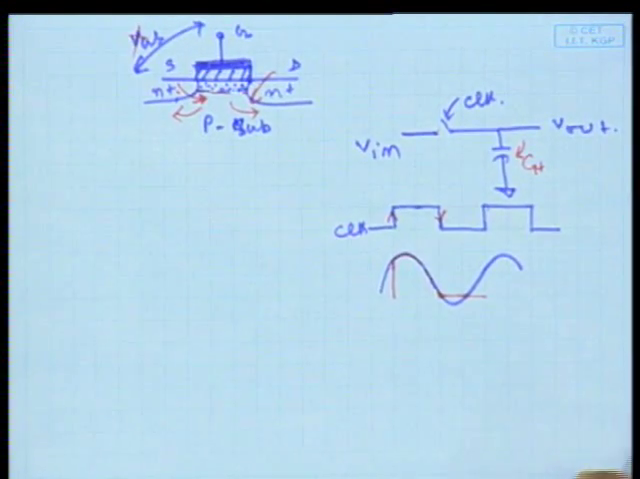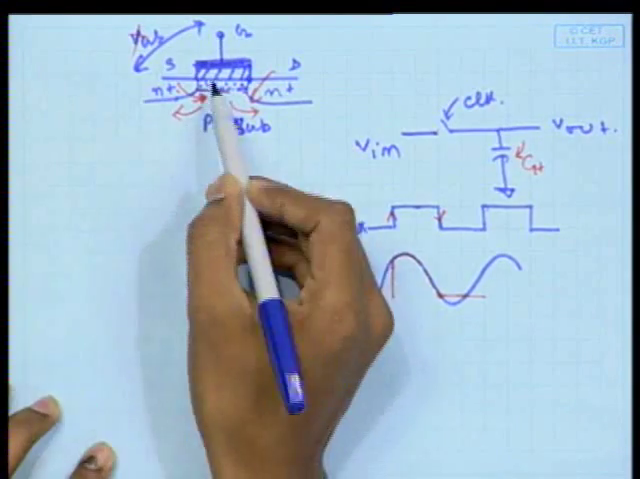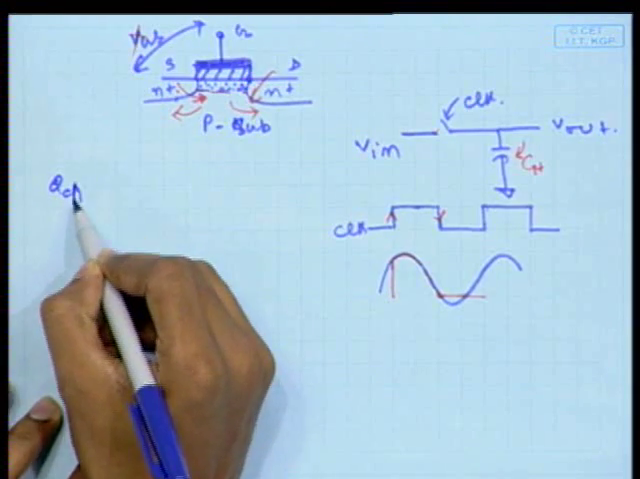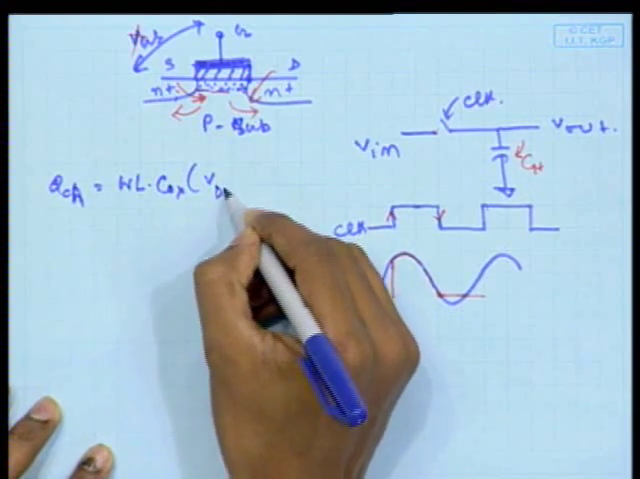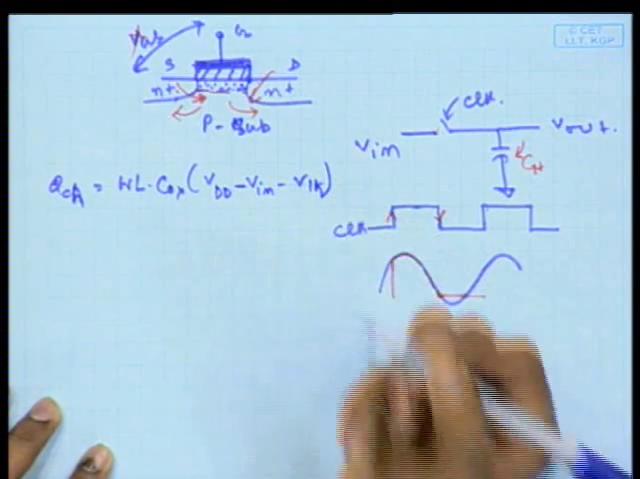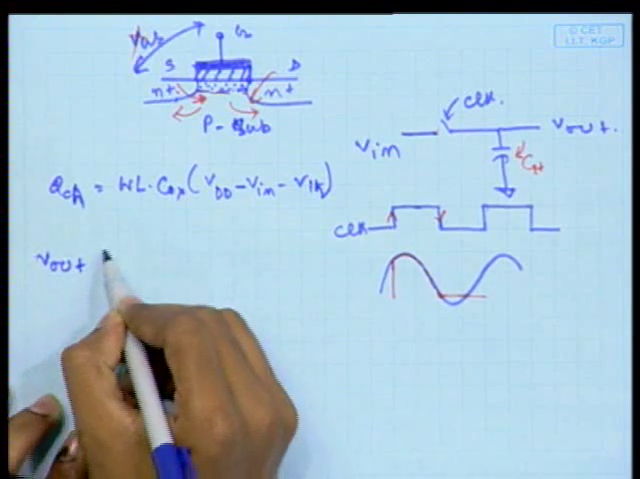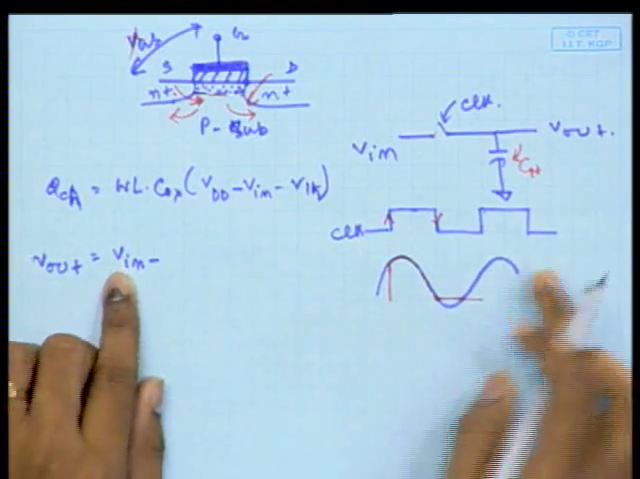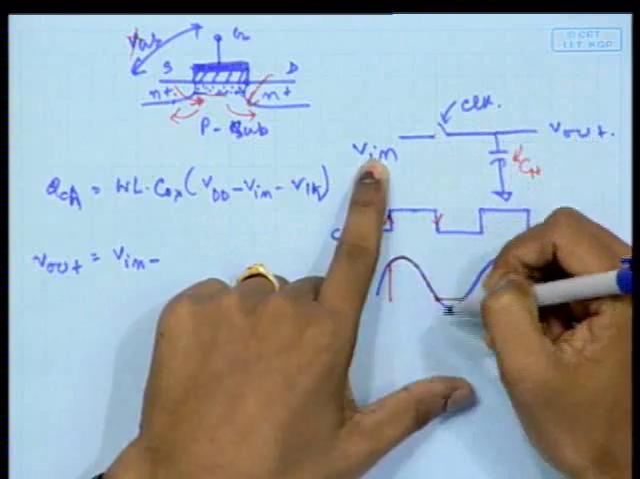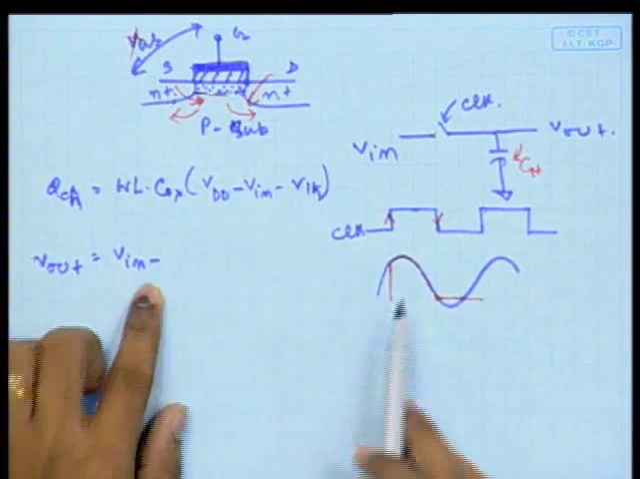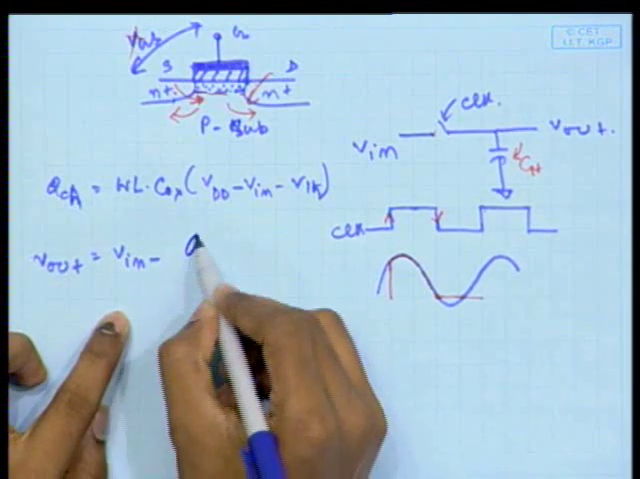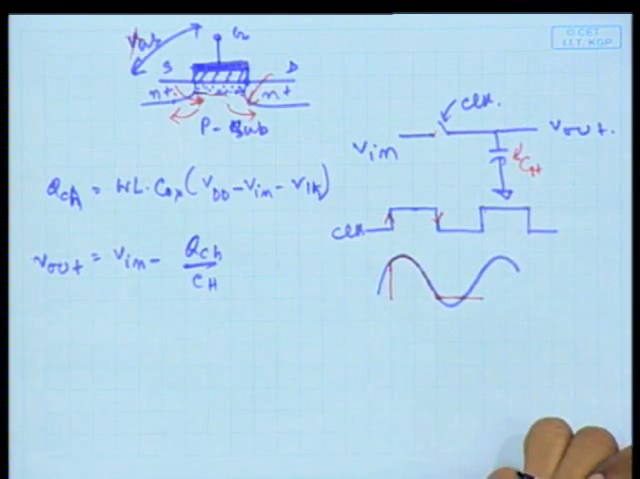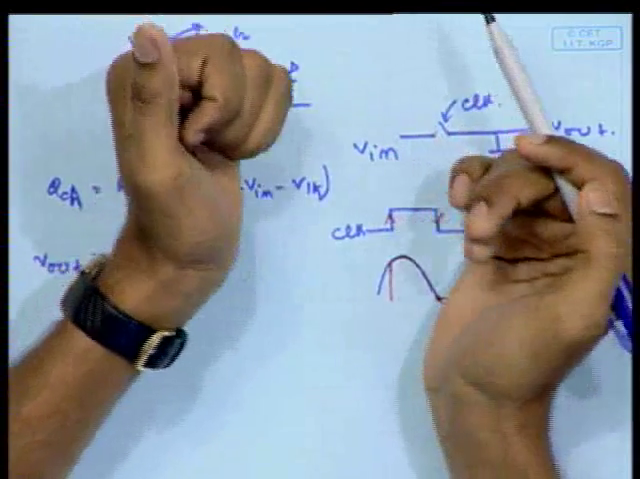Say, the amount of charge will be nothing but W times L of this transistor times (VDD minus VIN minus VTH). Ideally, V out should be equal to V in at the sampling instant. Since it's a negative charge, it will reduce the voltage, so that is QCH by C. I'm considering the whole channel charge is coming to this side, the worst case condition.